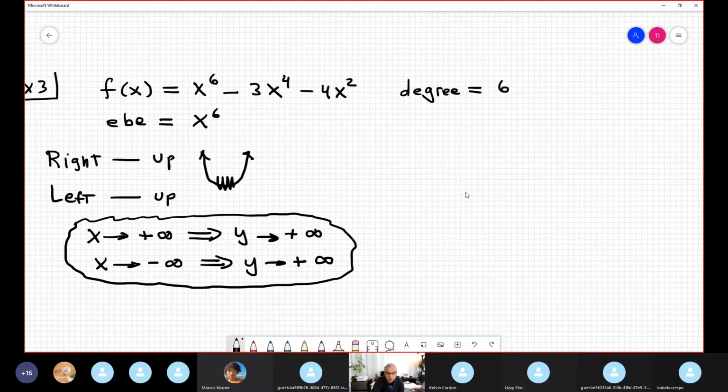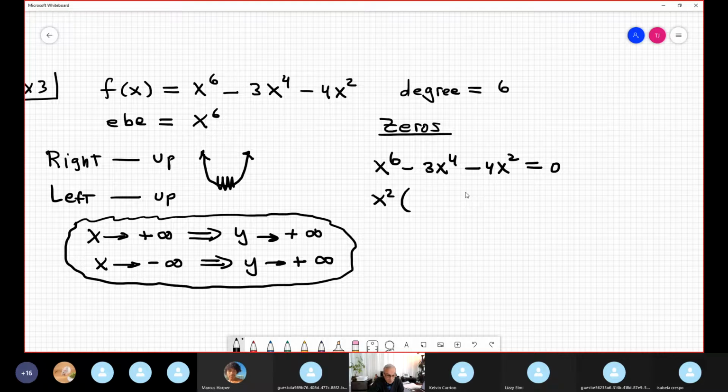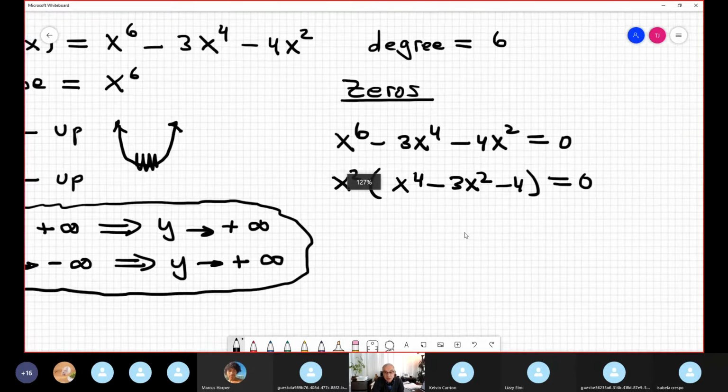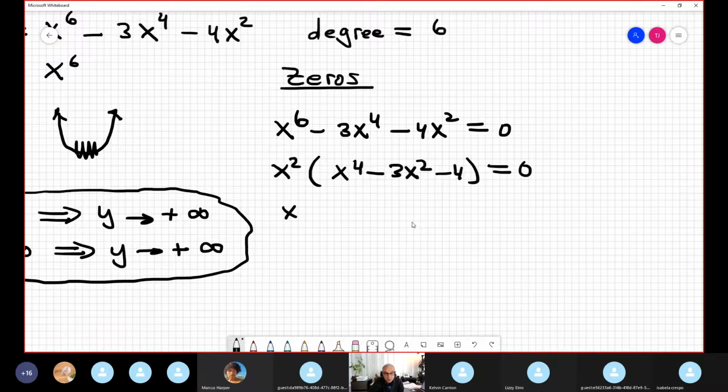Now let's analyze the zeros, the famous zeros of the polynomial, and the factors. For doing that, you take the expression and you enforce it to be 0, and you apply your knowledge of factorization. I can see that the greatest common factor is x squared. So we have x to the 4th power minus 3x to the 2nd power minus 4. And it's a trinomial, and again we continue factorization.